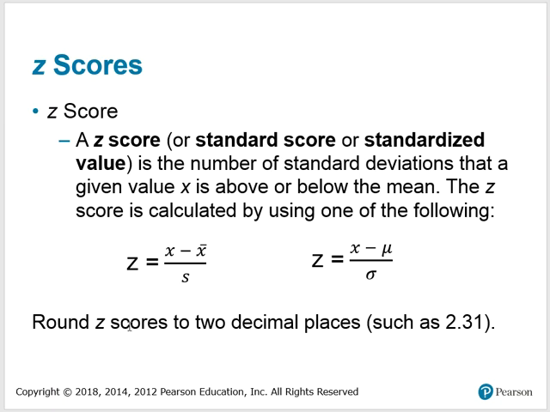So to find the z-score, we have two formulas showing on the screen. We have x minus x bar divided by s. Here we are using sample data. The x bar is the sample mean, s is the sample standard deviation. In the second one, we're using population information. The mu is the population mean, and the sigma is the population standard deviation. Z-scores are rounded to 2 decimal places no matter what. That is what we're going to use.